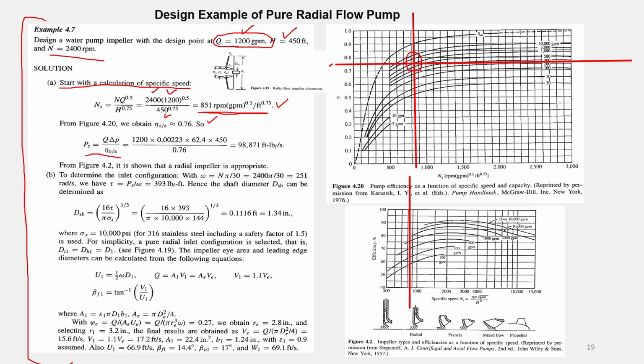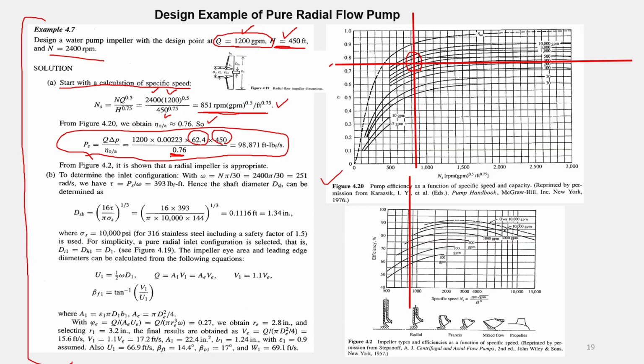Then from here we calculate the shaft power. The shaft power is nothing but the hydraulic power, Q times delta P, over the overall efficiency. So from this we already determined the overall efficiency from figure 4.20, and the hydraulic power is nothing but the pressure times the flow rate. So the pressure here, how did we obtain it? 450 times the specific weight will give you the pressure.